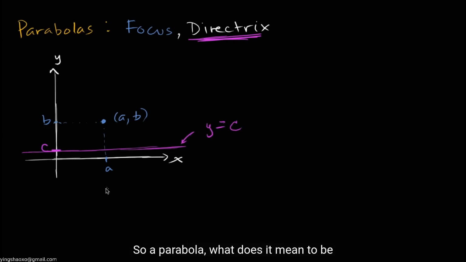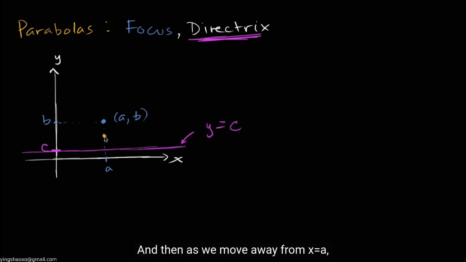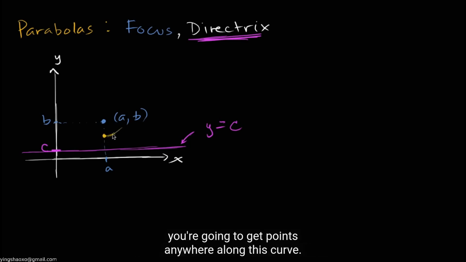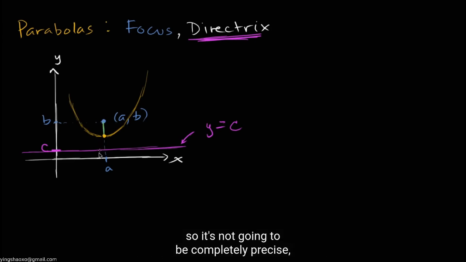So a parabola, what does it mean to be the set of all points that are equidistant between a point and this line? Well, let's think about what those points might be. This point right over here would be halfway between the focus and the directrix. And then as we move away from x equals a, you're going to get points anywhere along this curve, which is a parabola. And you might be saying, wait, I don't get why points along this curve are going to be equidistant. Well, let's just eyeball the distances. So this distance, and obviously I'm drawing it by hand, so it's not going to be completely precise.